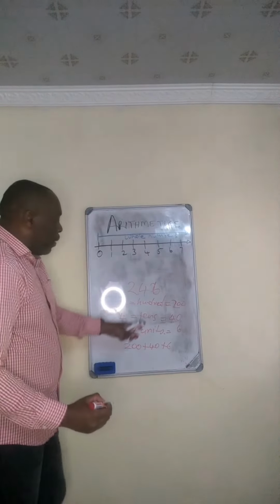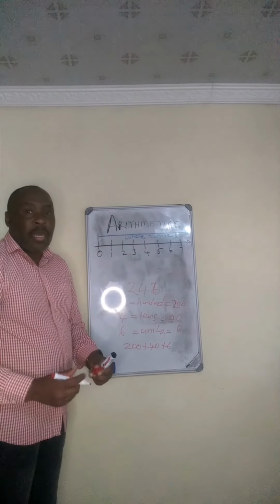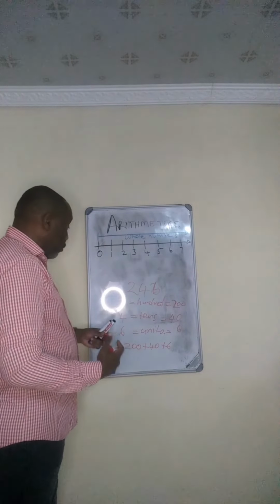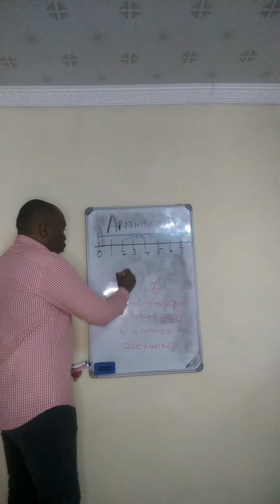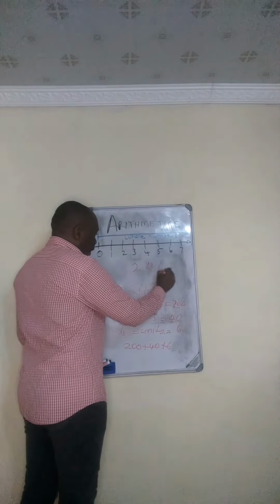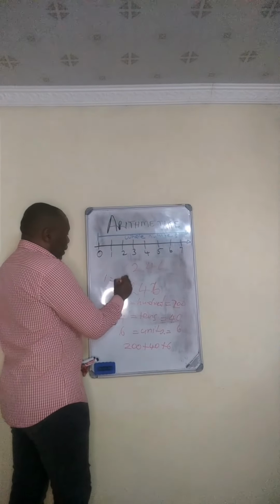What does this help us with? It helps us with the ability to name numbers. For instance, 1246. So 1 represents 1,000.